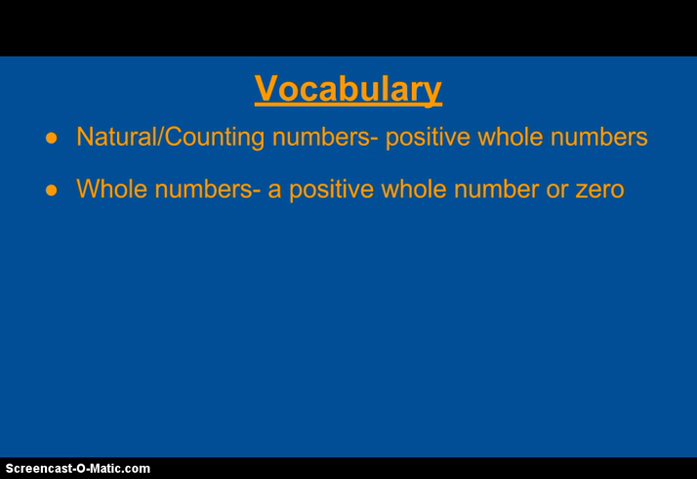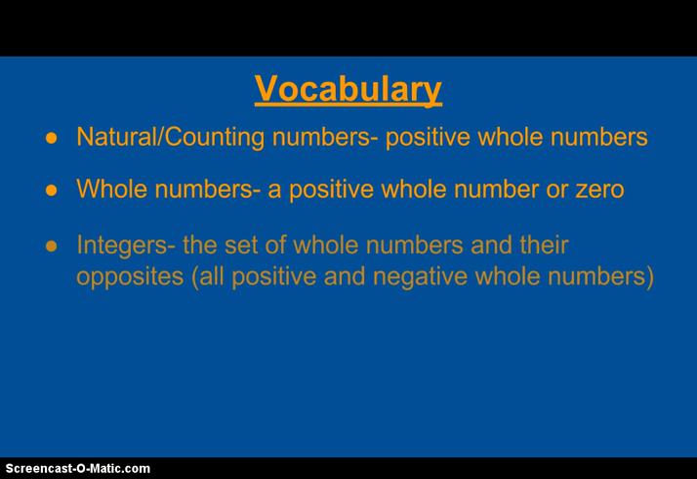The next one we're going to talk about that you need to write in on your paper is whole numbers. Whole numbers include a positive whole number or 0. So this is only going to be the positive side of our number line. So it's going to be 0, 1, 2, 3, etc., all the way to infinity. Those are considered whole numbers, and it is only the positive whole numbers and 0.